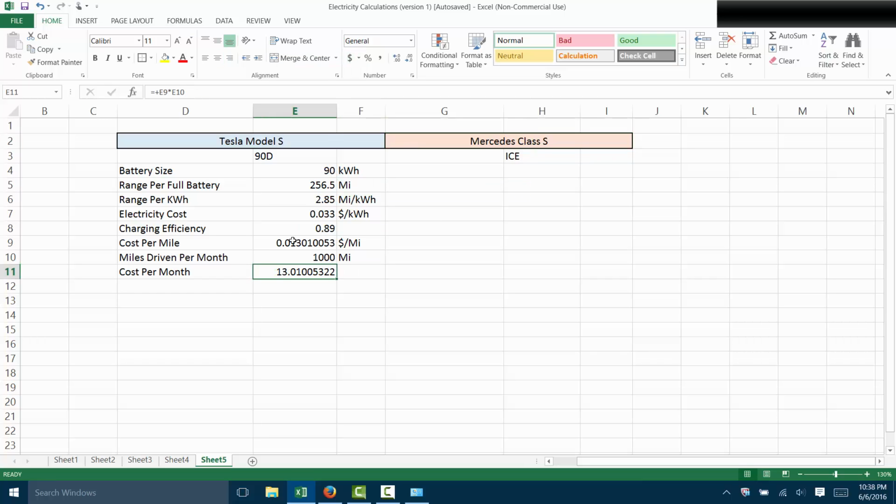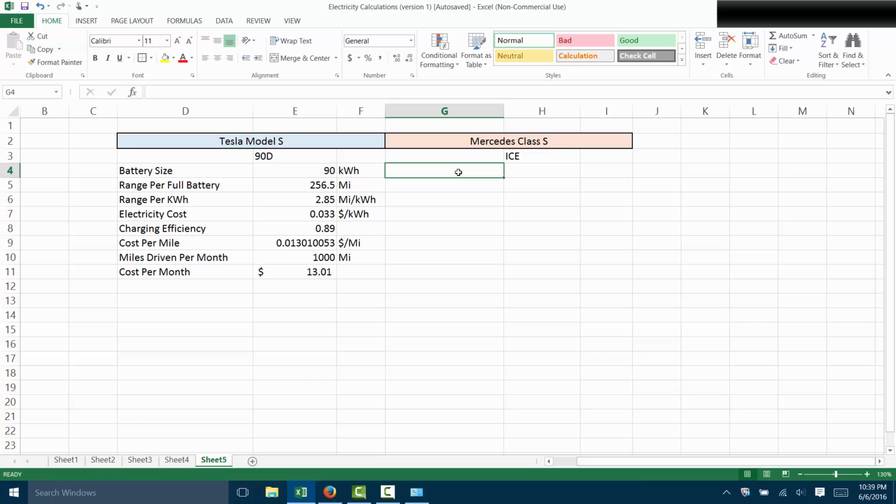Actually, I want to make sure that that's in dollars. So that is $13.01. That's the cost of driving the Tesla for one entire month. That is charging that battery approximately 4 times. And that's $13 total. Okay. At this point, we can start working on the gas car.